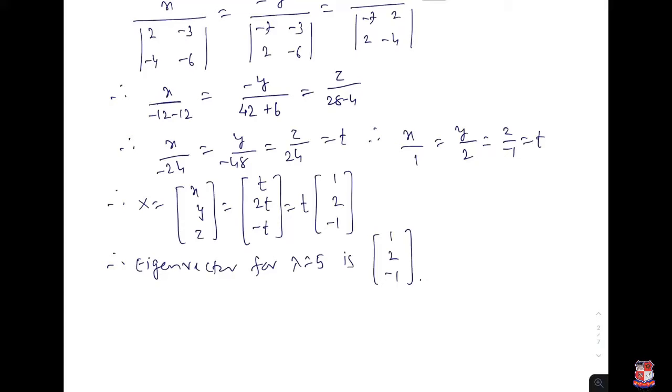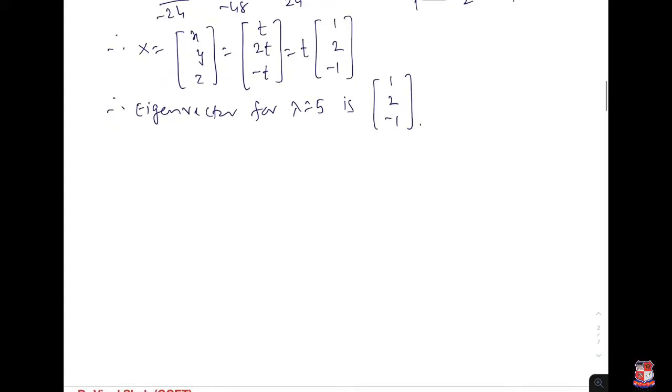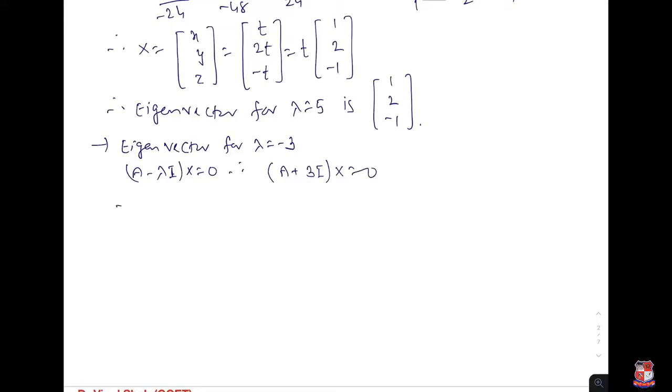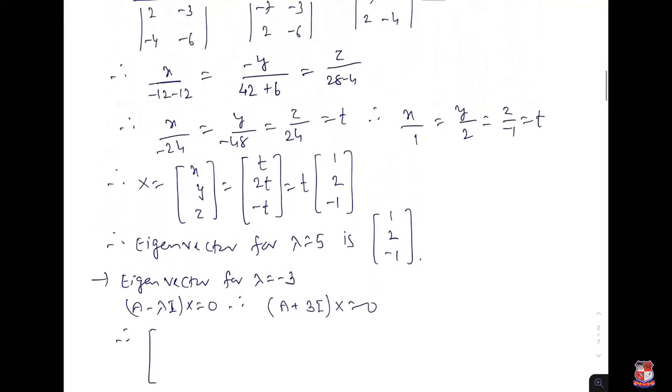Now let us find the eigenvector corresponding to lambda equal to minus 3. So eigenvector for lambda equal to minus 3. Again, (A minus lambda I)x is the 0 matrix. So this is (A plus 3I)x equal to the 0 matrix.